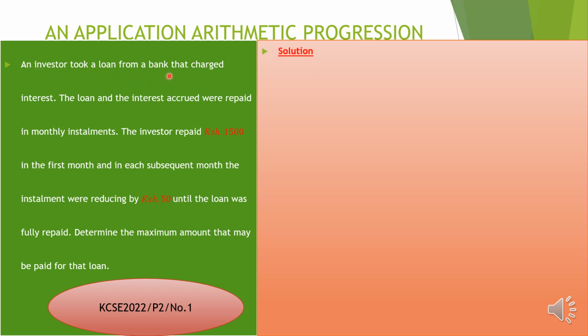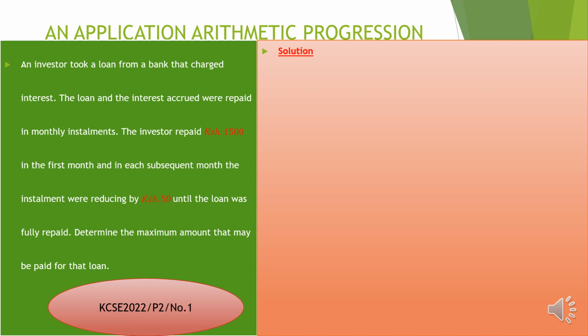An investor took a loan from a bank that charged interest. The loan and the interest accrued were repaid in monthly installments. The investor repaid 1,500 shillings in the first month, and each subsequent month, the installments were reducing by 50 shillings until the loan was fully repaid. Determine the maximum amount that may be repaid for that loan. That is KCSE 2022 Paper 2, question number 1.